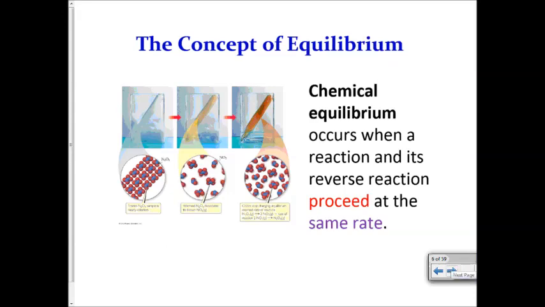All right. Now, let's think about it in terms of rate. Chemical equilibrium occurs when a reaction and its reverse reaction proceed at the same rate. So the products are making the reactants just like the reactants are making the products, but they are doing it at equal speed, equal rate.